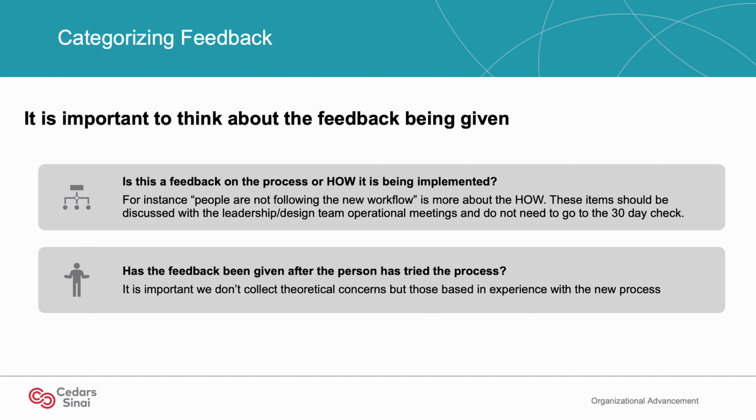When you obtain feedback for a project, it is important to know how to categorize the feedback. You should ask yourself, is this a feedback on the process or how it's being implemented? For instance, if someone submits feedback of, people are not following the new workflow, then the feedback is speaking more about the how. Feedback that discusses the how should be discussed with leadership or the design team operational meetings and do not need to go to the 30-day check meeting. It is also important we don't collect theoretical concerns from people who haven't tried the process, but from those who have done so.